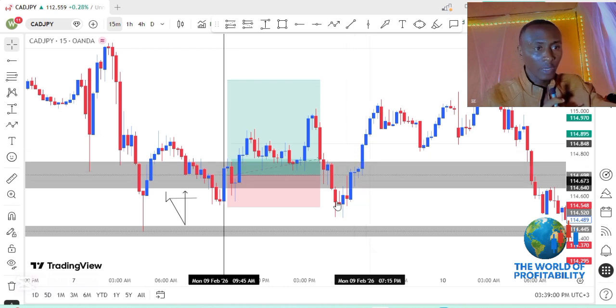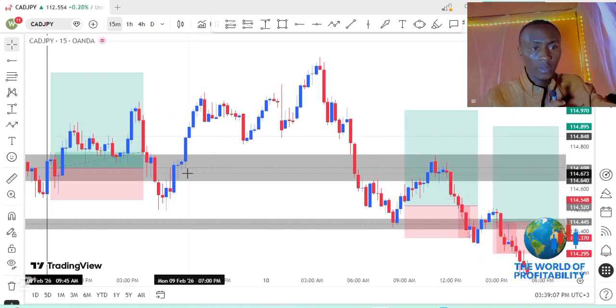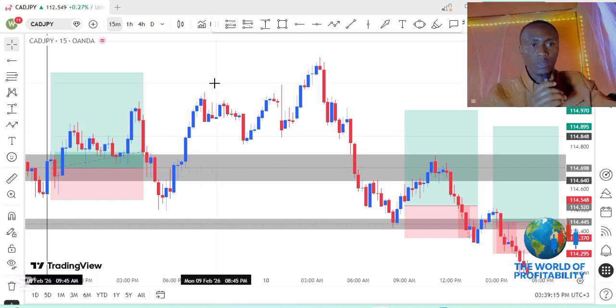At this point, I was anticipating a setup. However, when the 1 hour candle was closing, it was around 7 a.m., and at around 7 a.m. the market went up so much that I could not catch up with the momentum.